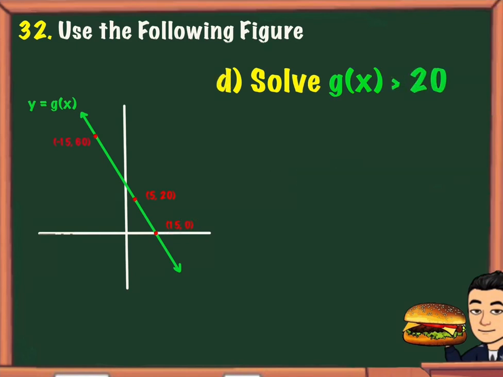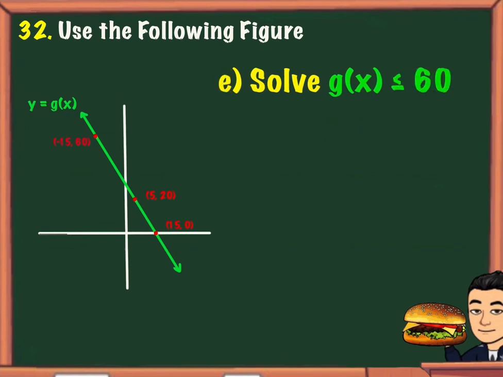Letter D, when g of x is greater than 20, this is going to be the section on the line where you circle this point, and it's going to be greater, so going up. If I show you guys this on the x-axis, x is going to equal positive 5. And then going towards the left, towards negative infinity, so we can write this as negative infinity, comma 5, with the parentheses on both sides.